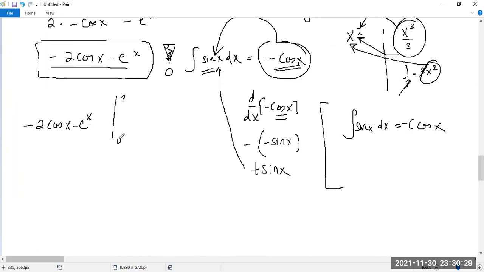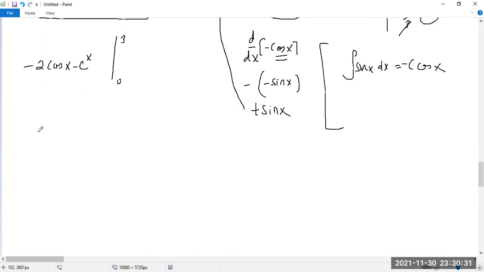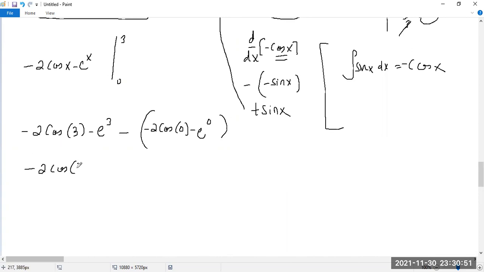And then 0 as well, the lower bound. So we'll say this is -2 cosine of 3, the upper bound, minus e to the 3, again the upper bound, subtracting from the same thing, -2 cosine of the lower bound, minus e to the lower bound. What does this come out to be? Well, we're definitely going to leave this side as it is, in particular because we can't really evaluate e to the third or cosine of 3 without a calculator.